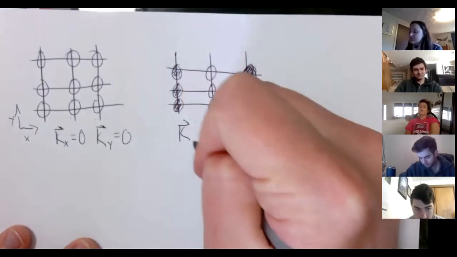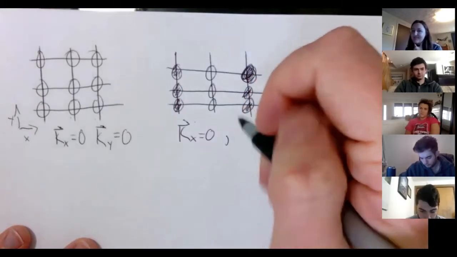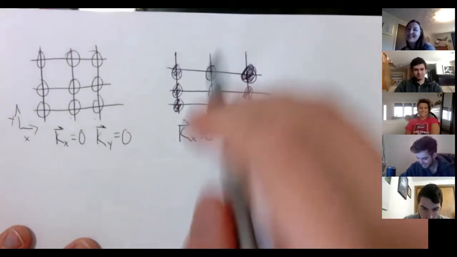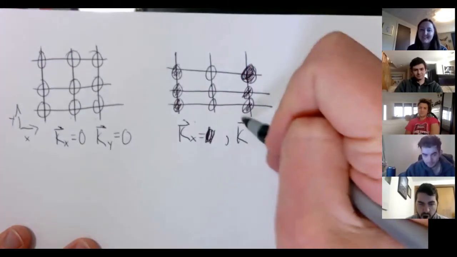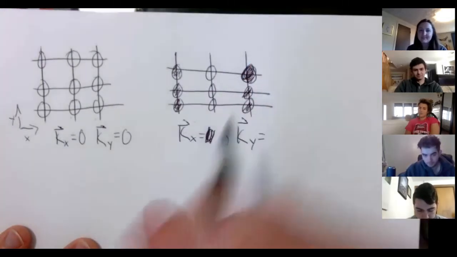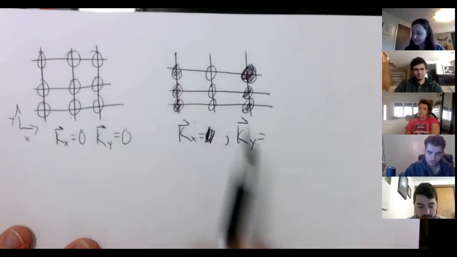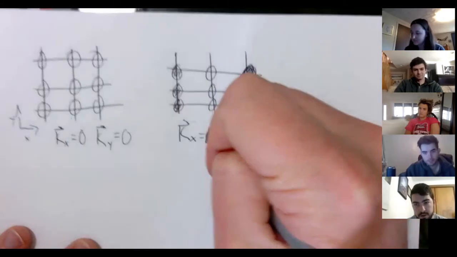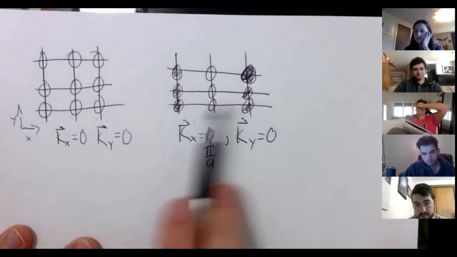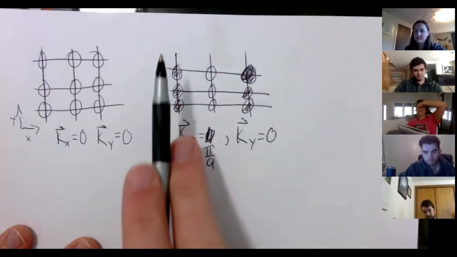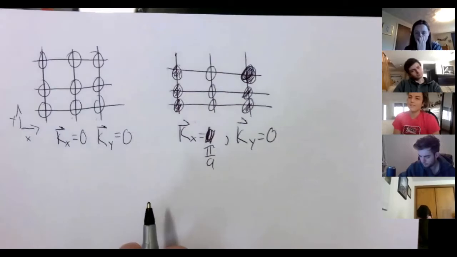Zero and pi over a. Yep. Well, which, actually, before we say which one's zero. X. Which one is zero? No, never mind. It's y. Y is zero and pi over a. Yep. Because they're changing phase across the x direction, the y direction remains in phase. Okay, so everybody felt comfortable.